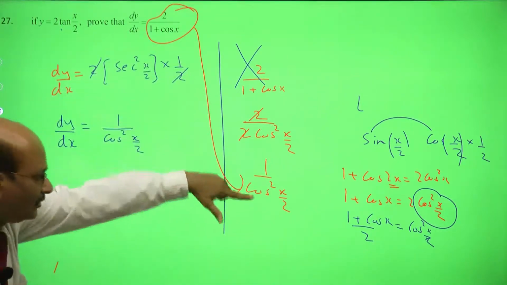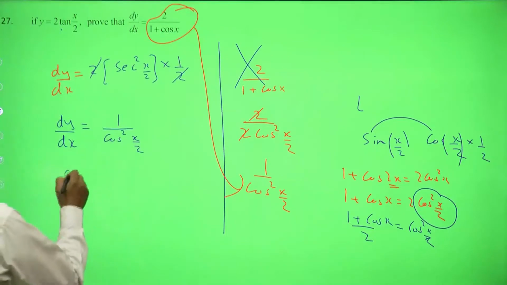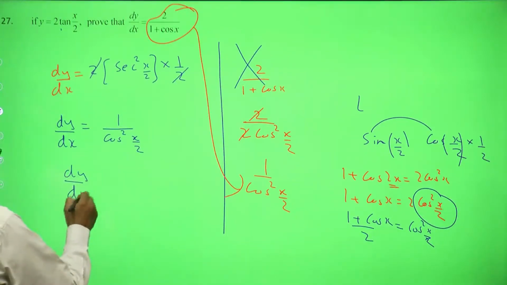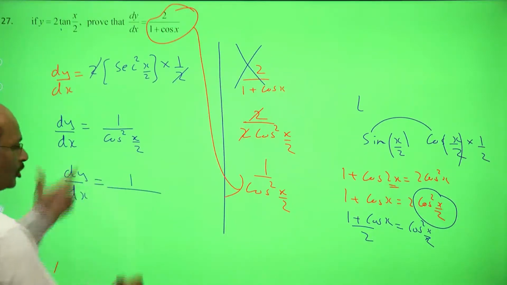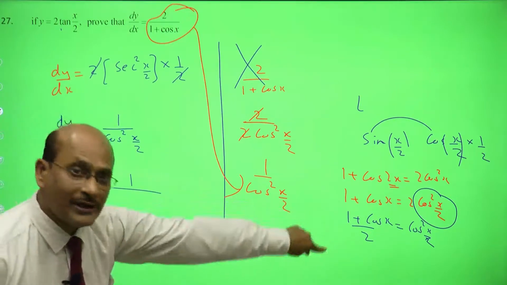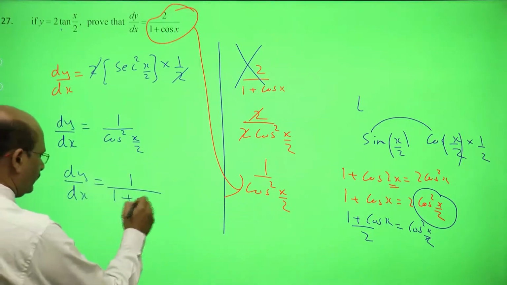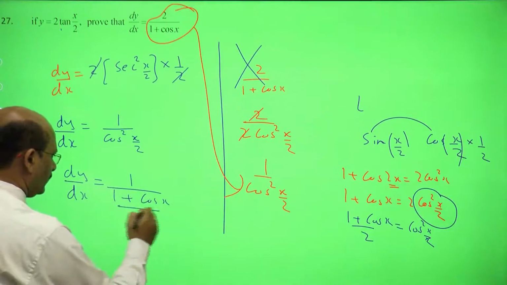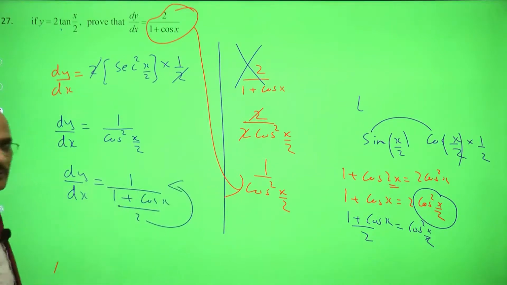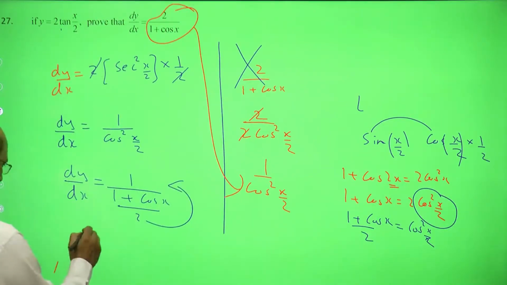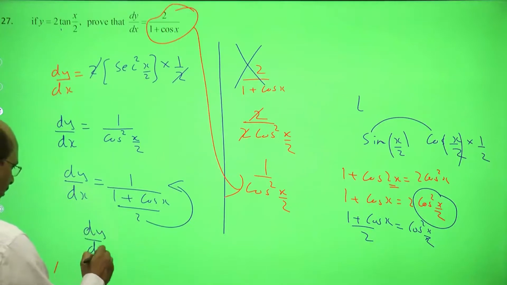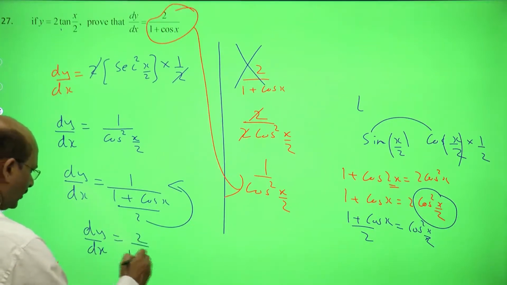I am not simplifying that and showing you. This is just for your understanding. So, 1 plus cos x. So, dy by dx is 1 upon cos square x by 2, which is 1 plus cos x upon 2, and this will go to the numerator. I got it. So, dy by dx is nothing but 2 upon 1 plus cos x.